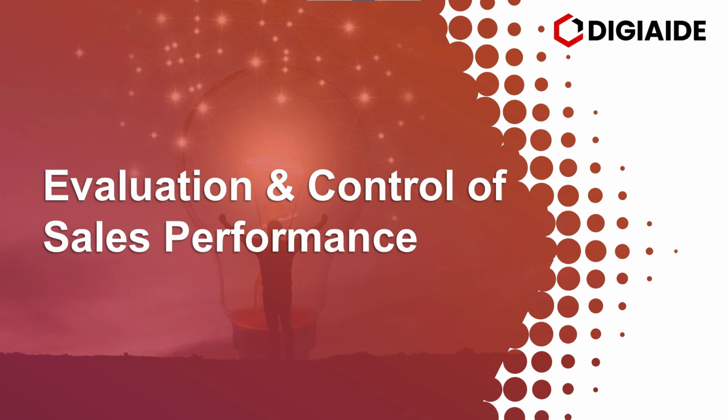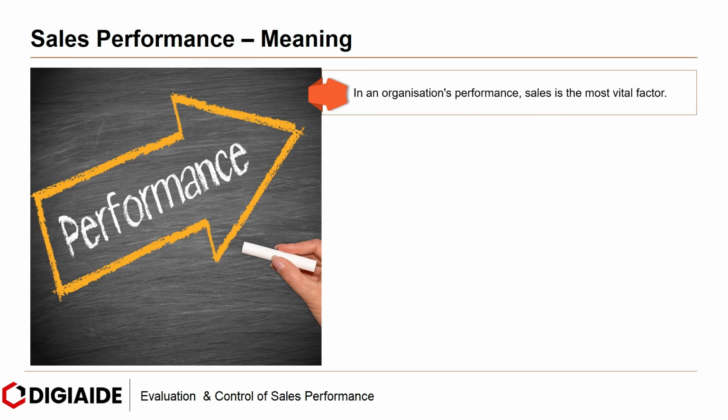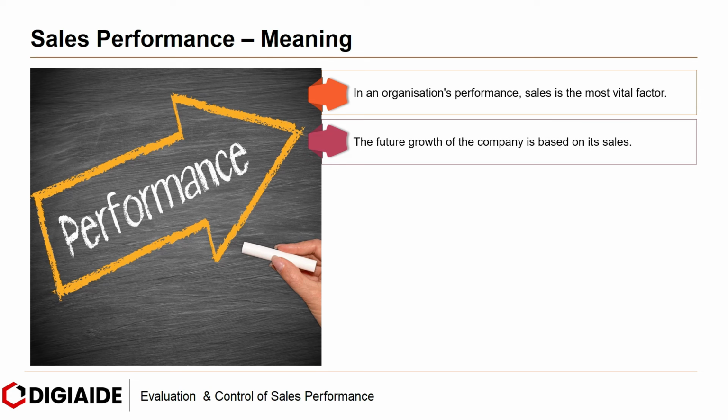In this video, we are going to cover the topic on evaluation and control of sales performance. Let's start with the meaning of sales performance. In an organization's performance, sales is the most vital factor. The future growth of the company is based on its sales.